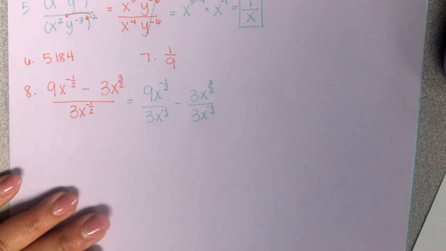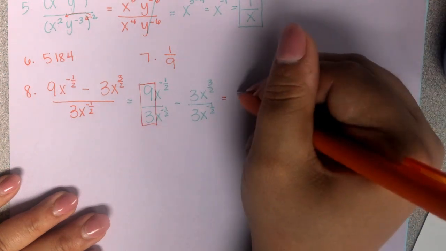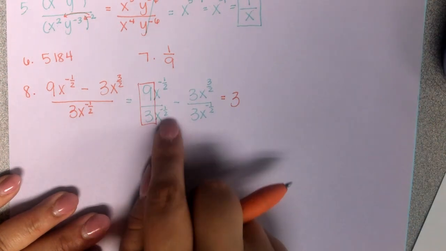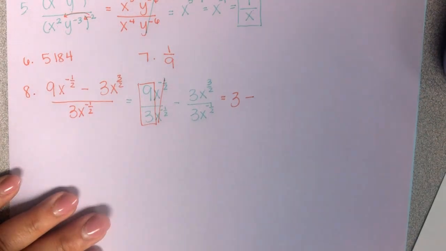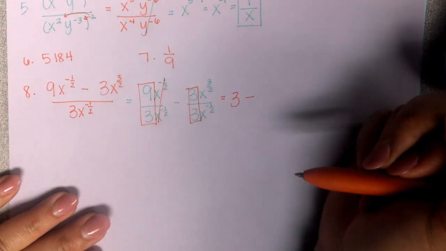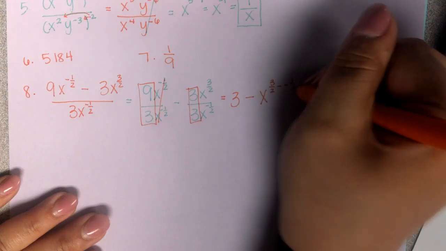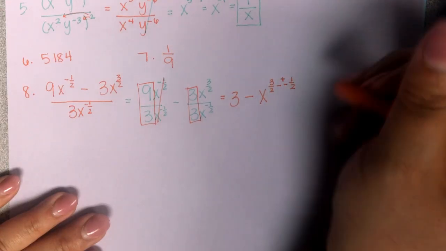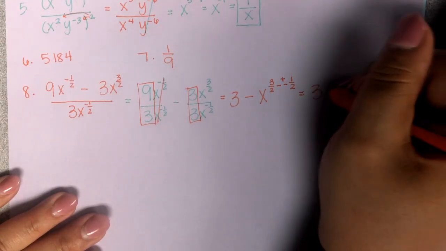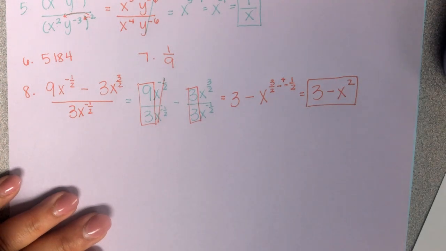Alright, what am I going to do next? Divide them. What is 9 divided by 3? 3. What happens right here? They cancel. Y'all don't put an X. Just don't put anything, just a 3. Minus. What is 3 divided by 3? And then I have x to the 3/2 minus negative 1/2. 3/2 minus negative 1/2 is a plus. 4 over 2 is, and that is the answer. Does that make sense?